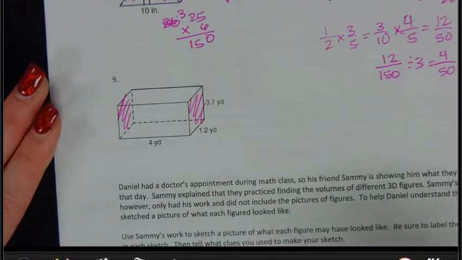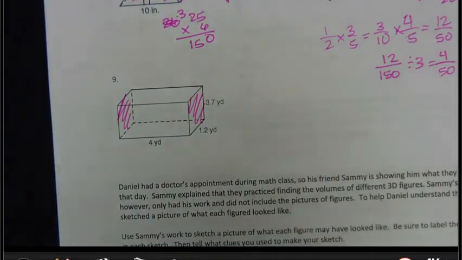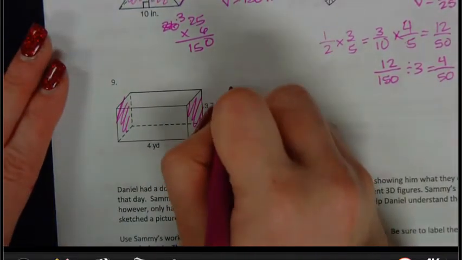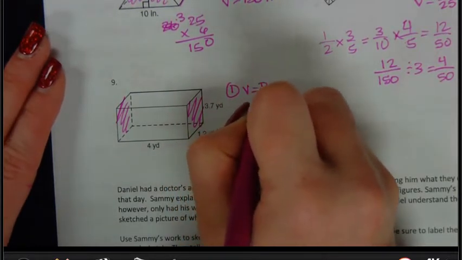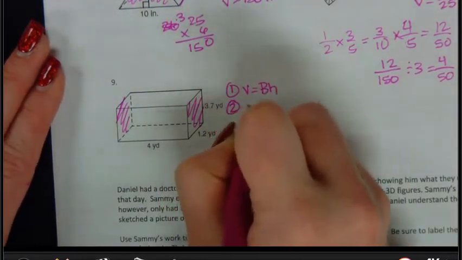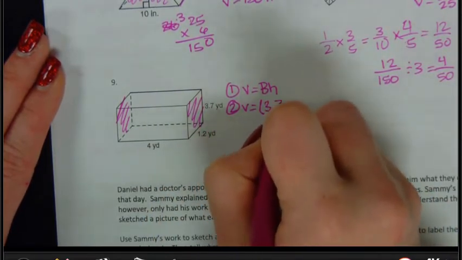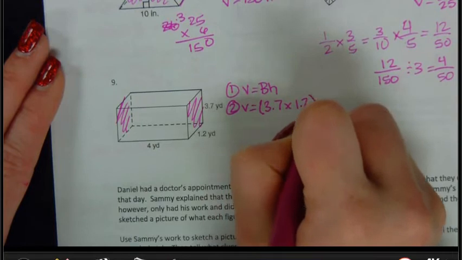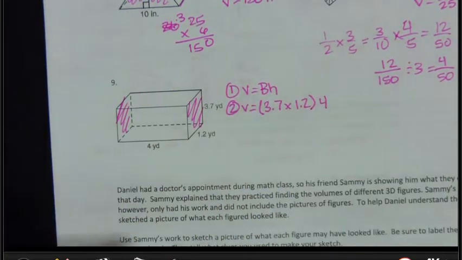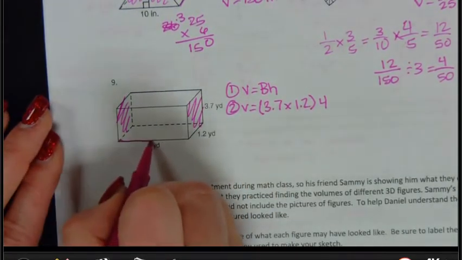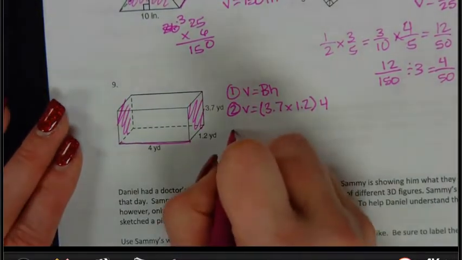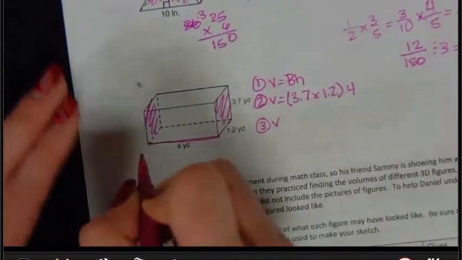All right, number 9, it looks like I have 2 bases right here, one here and one here, that are the same size. And with 2 bases, I know that I have a prism. So my volume is capital B times H. Step 2 is to plug in. So it looks like my dimensions are 3.7 times 1.2. And then the height of my prism is 4, which is the distance between the 2 bases.